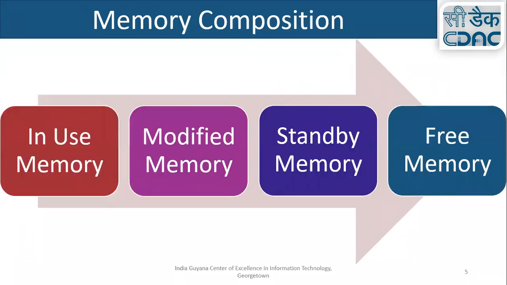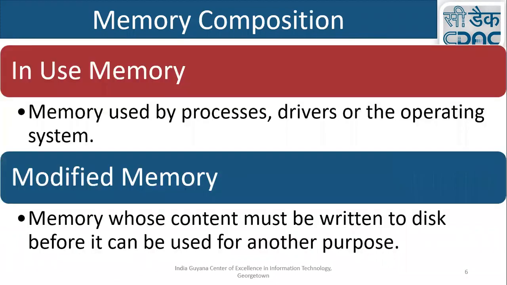Now we are going to discuss in-use memory, modified memory, standby memory, and free memory. What is in-use memory? Memory used by processes, drivers, or the operating system is known as in-use memory. So the memory allocated to these different processes and drivers is known as in-use memory. It's already allocated.